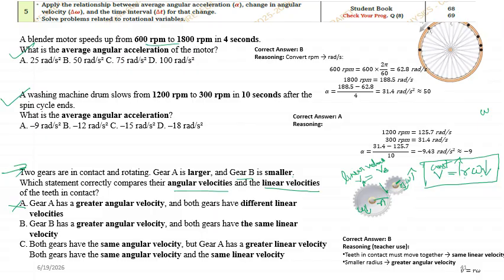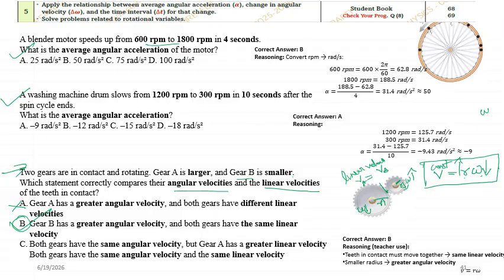And both gears have the same linear velocity. So which option will be correct? This will be the correct one. The third one I am not reading. Try to understand, B will be the correct answer.